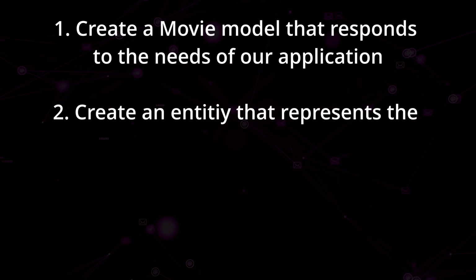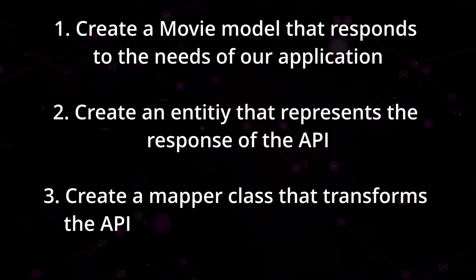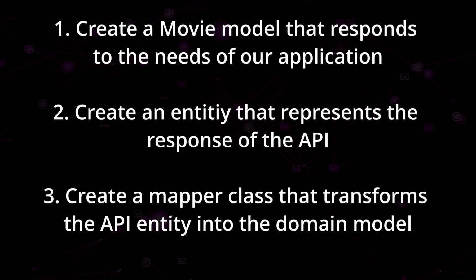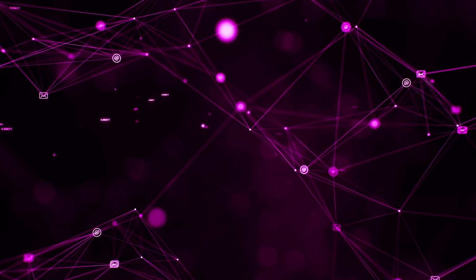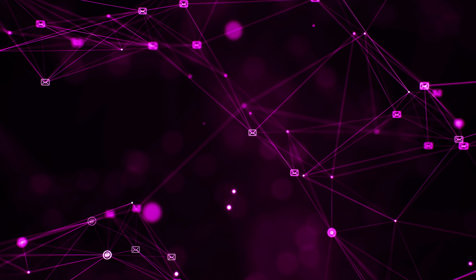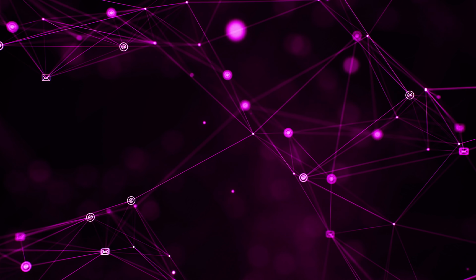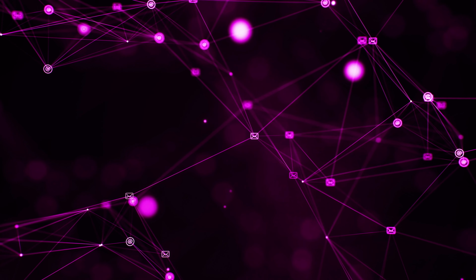Next, we will create an entity that accurately represents the data returned by the API. Finally, we'll create a class that converts the API entity into our domain model. One option to create the movie model is to use a Dart class, but there are some utilities that are not available by default in Dart, such as methods to duplicate objects and comparison methods. These utilities should be present in any language.